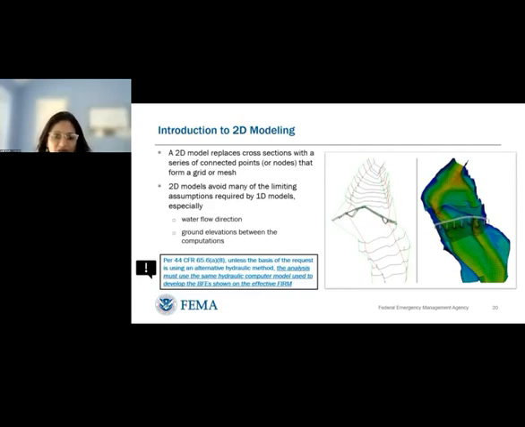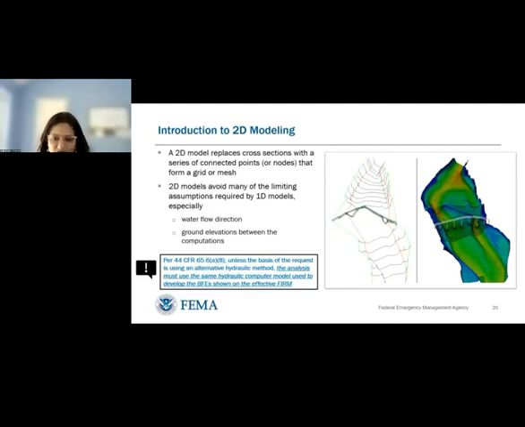Do we make the models run faster and more efficiently, or more accurate by adding more detail to the grid? It is important to note that per 44 CFR 65.6(a)(3), unless the basis of the request, especially for a LOMR or a CLOMR, is using an alternative hydraulic method, the analysis must use the same hydraulic computer model used to develop the BFEs in the effective FIRM.